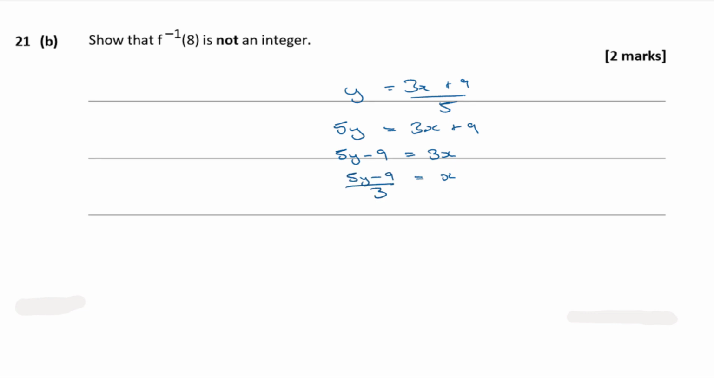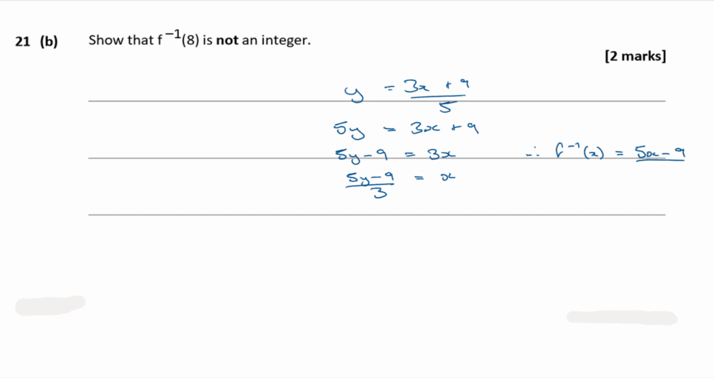Okay, so therefore f to the minus 1 of x, I'm just going to take this expression, 5y minus 9 over 3. Now that's going to be my inverse function, but I'm going to replace the y with the x because I don't have any y's when I'm dealing with function notation. It's just all about x.